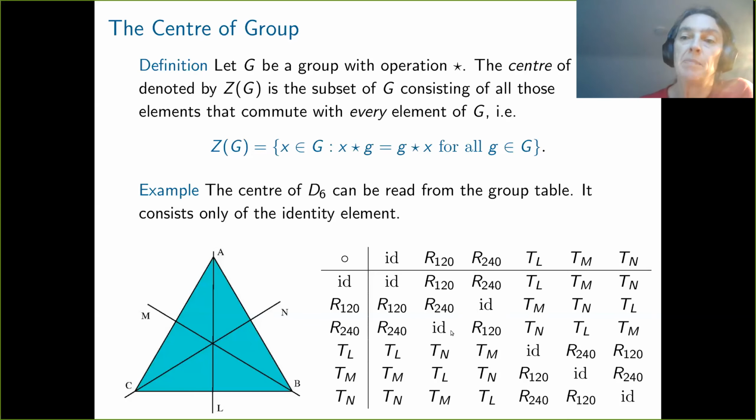If the entire group is abelian, if everything commutes with everything else, and we're able to write down the group table, then what it means is that if we reflect the entire group table in this main diagonal, we get the same table again. So there's symmetry across the main diagonal.